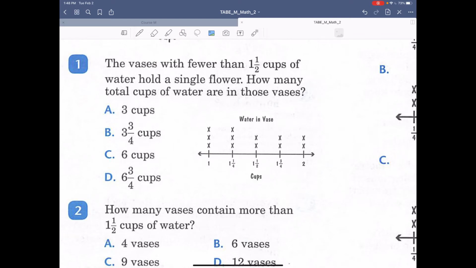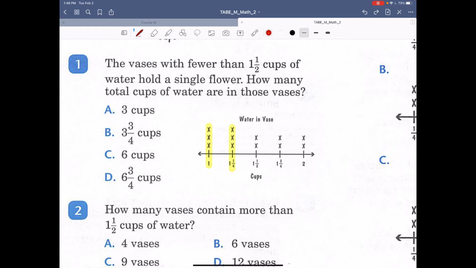The vases with fewer than 1 1/2 cups, so let's mark those. You don't count the 1 1/2s, you take the 1 1/4 and the 1s. Here's 1 1/2, and you're going less than that. You're going below that. These hold a single flower. How many total cups of water are in those vases?